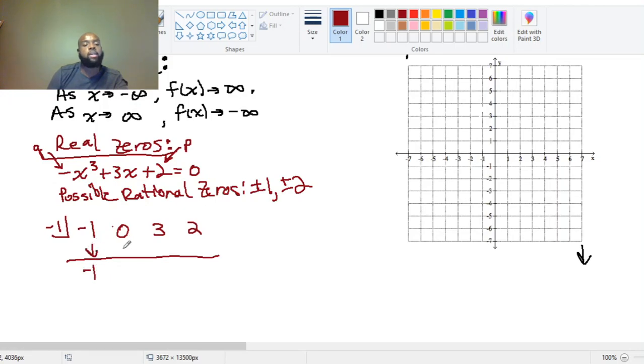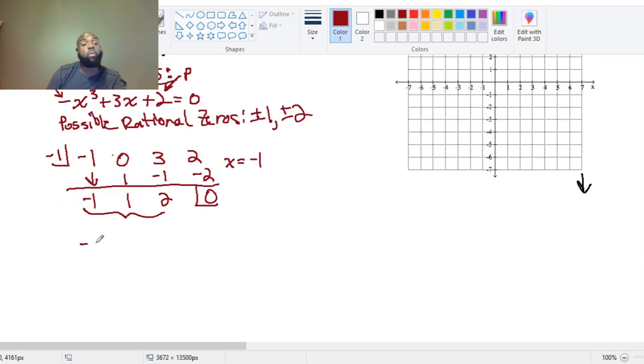So -1, that's 1, 2, right? So I get this right here. So I know that x equals -1 is a real zero, right? Uh-oh, I've gotten to a quadratic equation, right? And so what I could do is say, oh, well, all I need to do is look at this quadratic equation and solve that quadratic equation, right? Now, it's easy to solve quadratic equations, right?